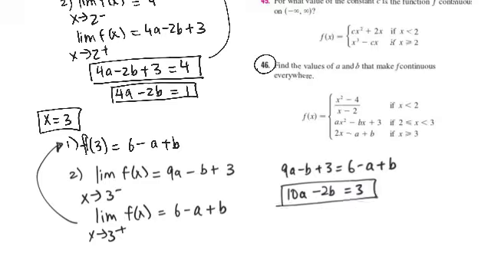And so we now have two equations in two unknowns, and we can solve them both, and I believe your answer comes out to be a is equal to 1/2 and b is equal to 1/2.